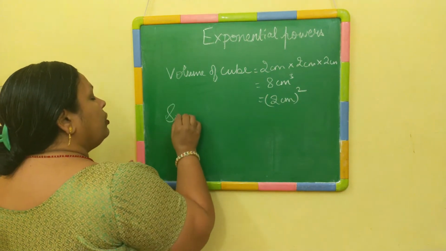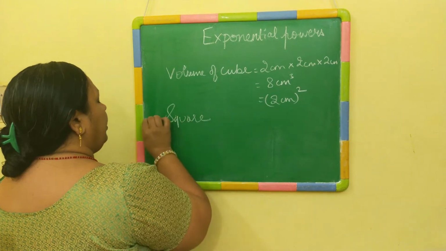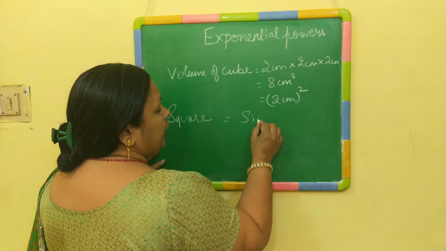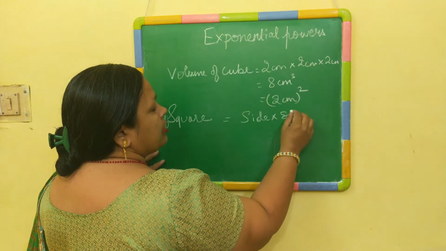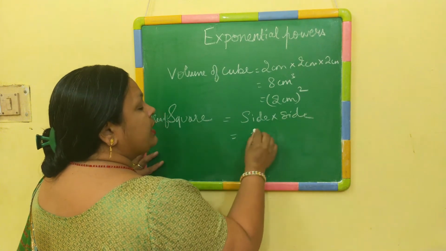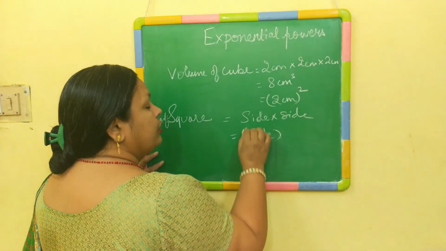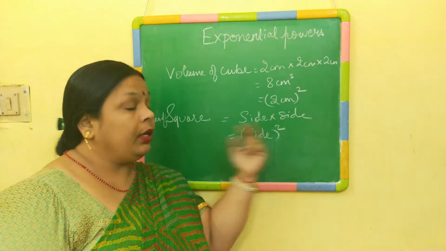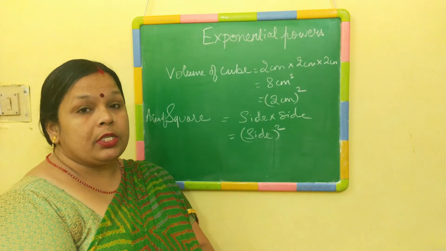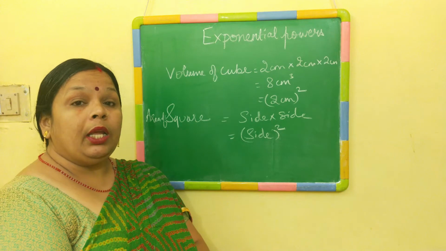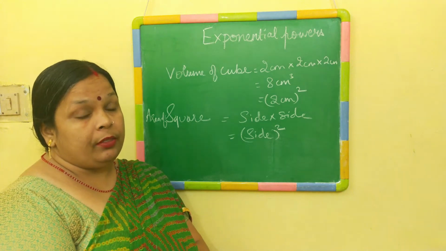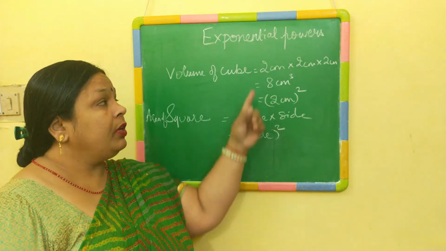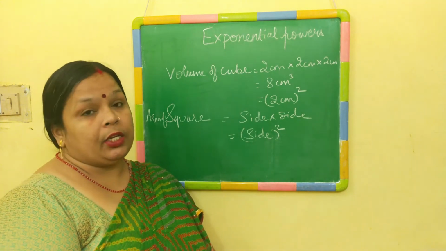Similarly, for a square, what is the area of a square? It's side into side. Many of you may say it as side square. So, even this is also right. When we are multiplying two sides, we are mentioning it as side square. When length into breadth into height, where all three are the same, we are mentioning it as side cube.